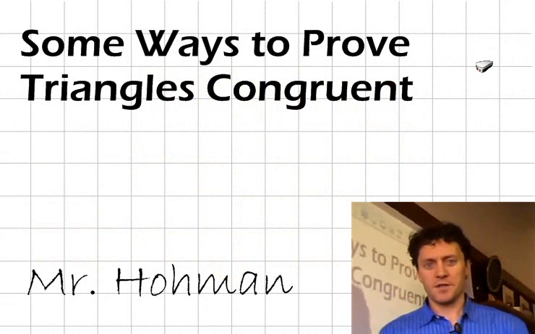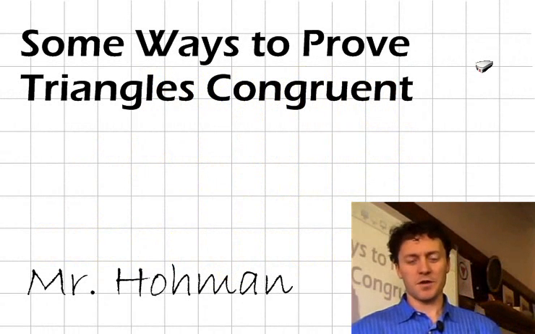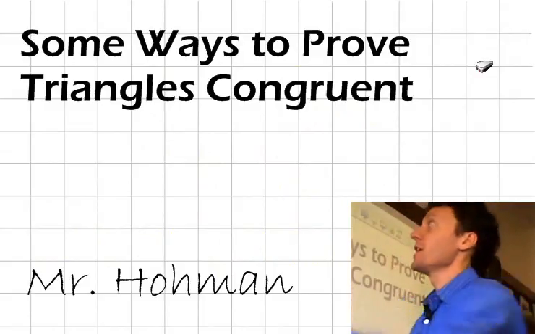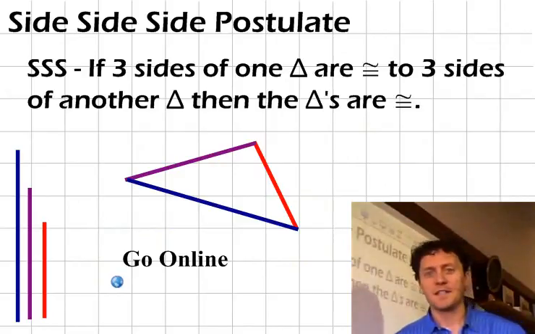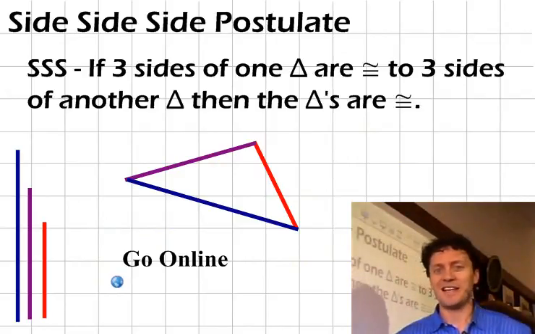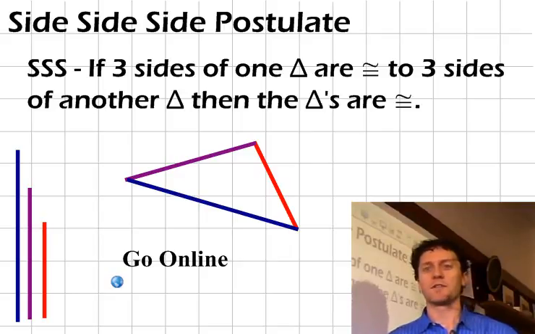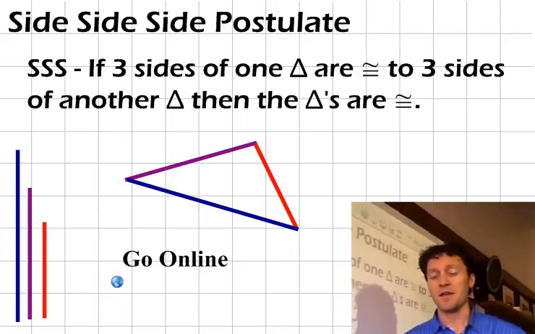Okay, in this section we're going to talk about some ways to prove that triangles are congruent. There's a bunch of ways, and we'll talk about 3 of them in this section. The first one is the side-side-side postulate, or SSS. If 3 sides of one triangle are congruent to 3 sides of another triangle, then the triangles are congruent.